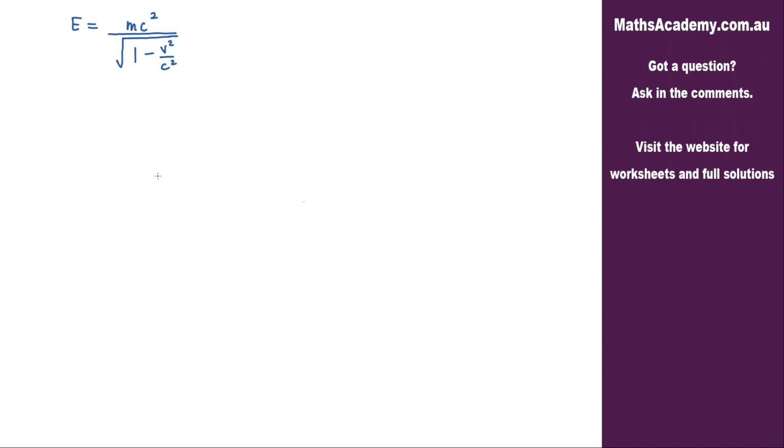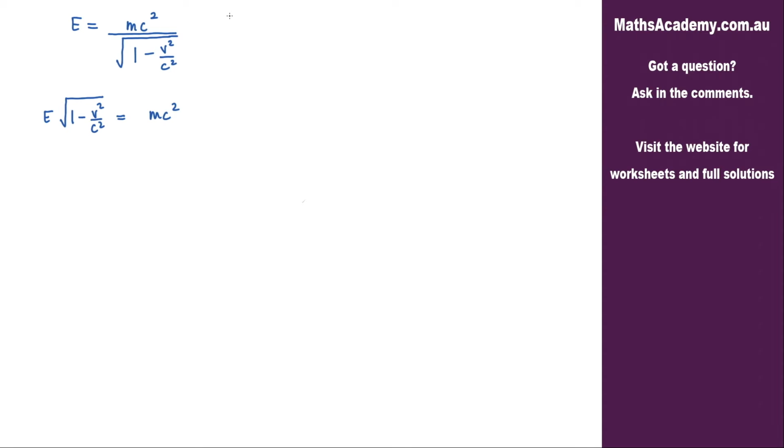For this question, we have to make v the subject. And to do that, the first step is I'm going to multiply both sides by that denominator. So I'm going to get e multiplied by the square root of 1 minus v squared over c squared. That would equal mc squared. Obviously, by multiplying both sides by this square root here, the square roots would cancel on the right-hand side.